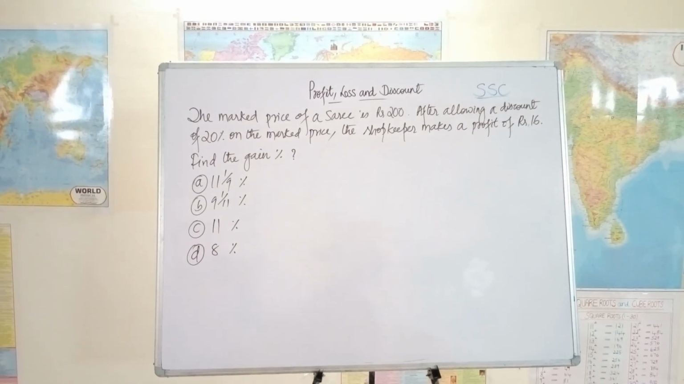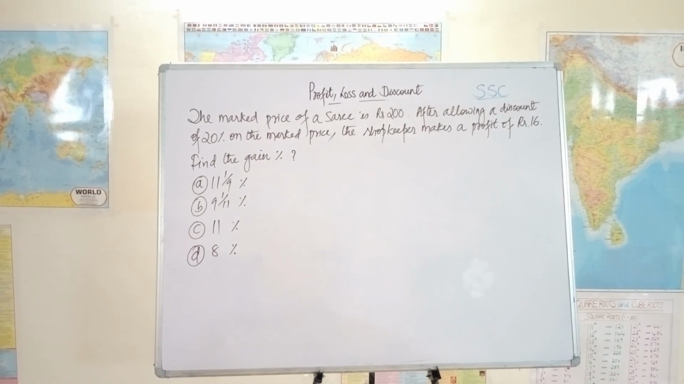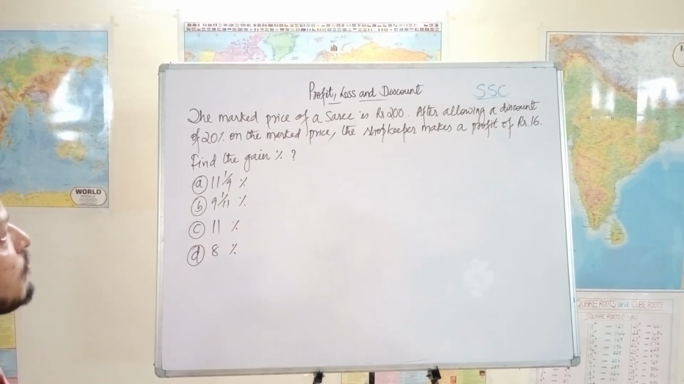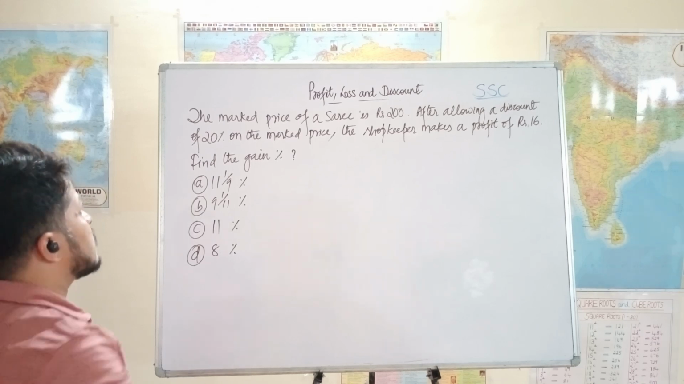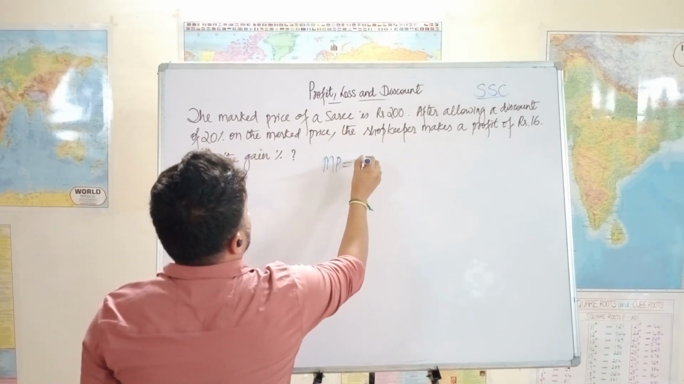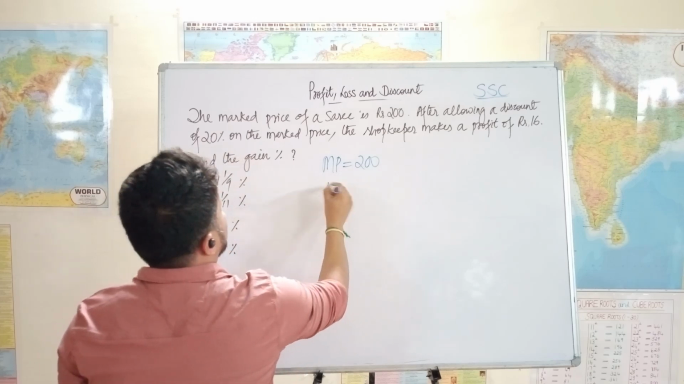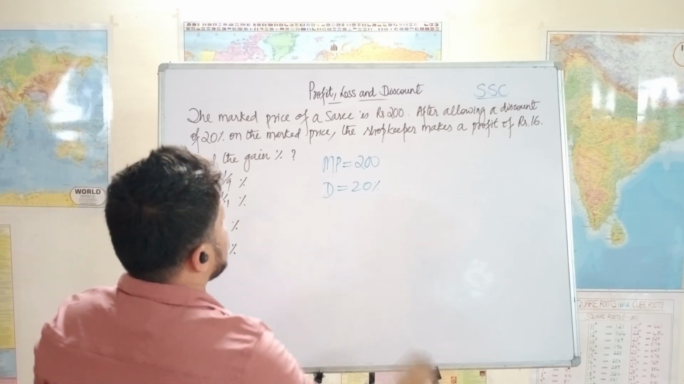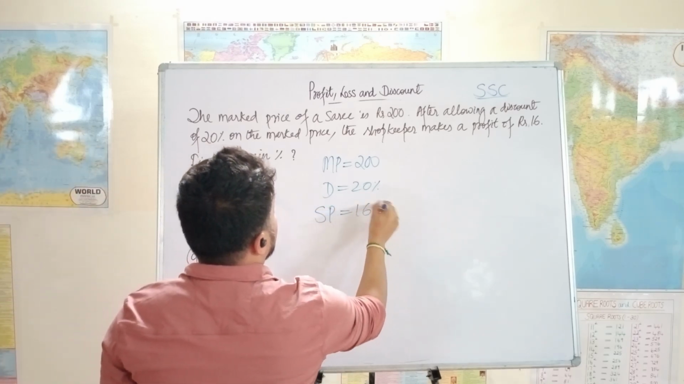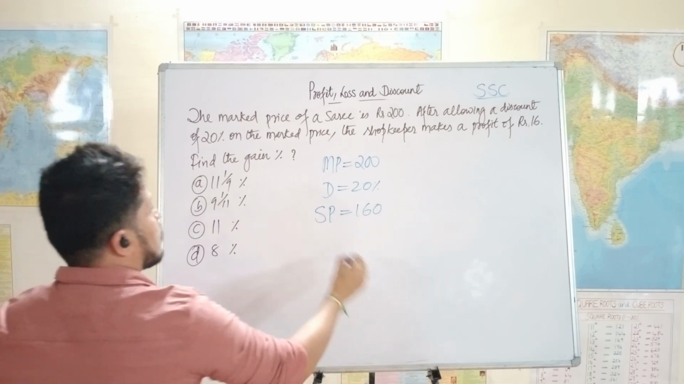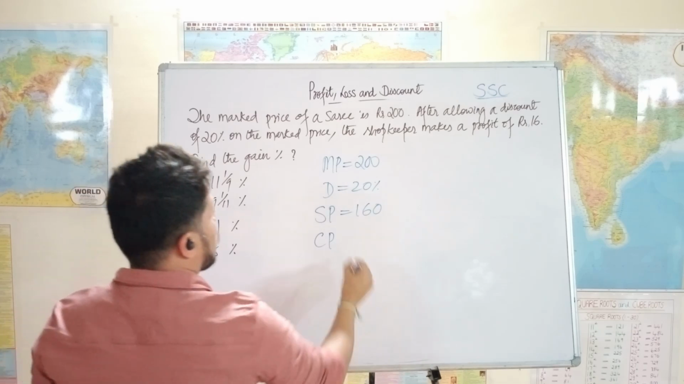Here is another question from SSC. The mark price of a saree is 200. After allowing a discount of 20% on the mark price, the shopkeeper makes a profit of rupees 16. Find the gain percentage. See, the mark price is given as 200, and the discount given is 20%. So 20% of 200 is 40 rupees. So the selling price is 160. Okay, and the shopkeeper makes a profit of rupees 16. That means the cost price is SP minus 16, which is 144.